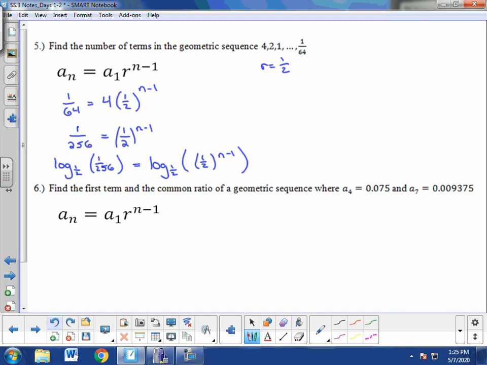The left side of the equation stays the same: log base 1/2 of 1 over 256. The right side of the equation gets rid of the exponential base, and now I'm left with just n minus 1. If you don't remember that, go ahead and take a look back in the notes sections. They're still on Google Classroom, and you can see a review of how to do that.